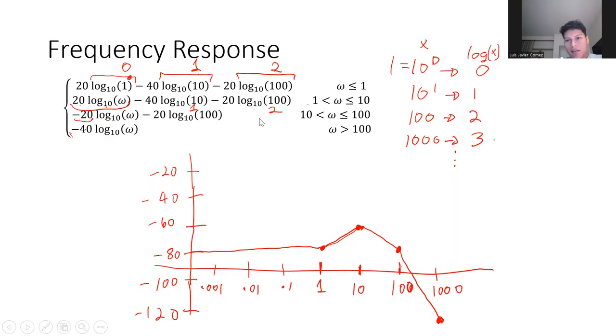Question here. Should the third row still have a third term going off the inequality? Third row. Yeah, so I combined the omega terms. That's why there's a negative 20 here. So you'd have 20 minus 40, which gives you negative 20.